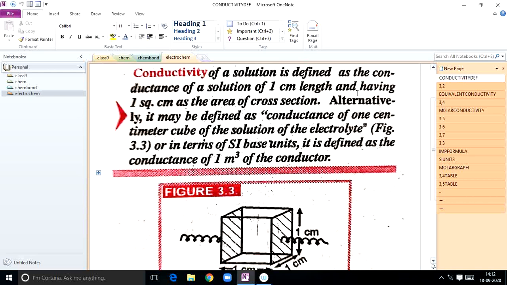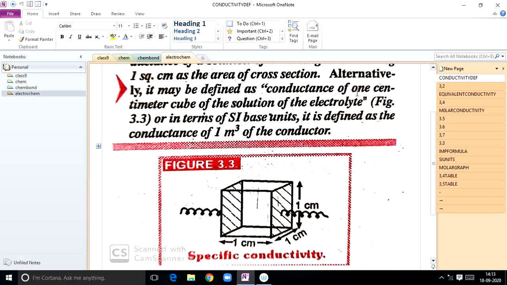And alternatively, conductance of 1 centimeter cube, 1 centimeter means 1 ml, 1 centimeter cube of the solution of the electrolyte, or conductance of 1 meter cube of the conductor. So we can call this one. So this is the definition related to specific conductivity. It is denoted by kappa.